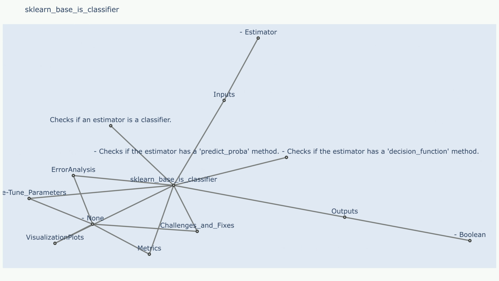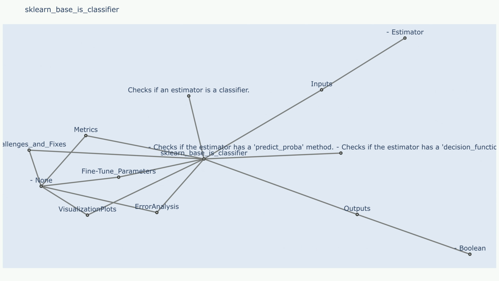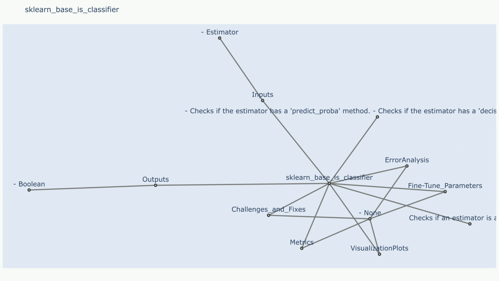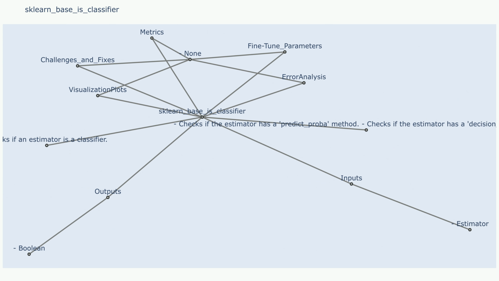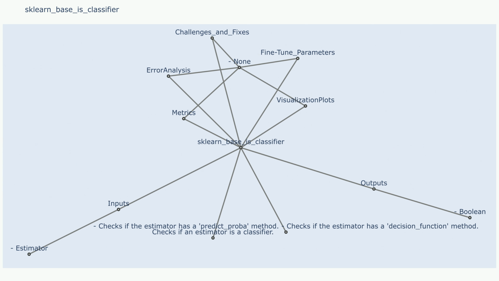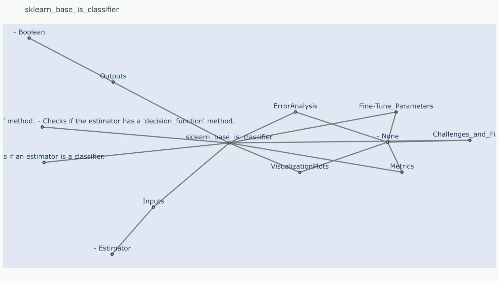Steps: The method checks if the estimator has a classes_ attribute. If the classes_ attribute exists, the method returns true, signifying that the estimator is a classifier. If the classes_ attribute does not exist, the method returns false, indicating that the estimator is not a classifier. Metrics, not directly applicable. Visualization plots, not directly applicable. Fine-tune parameters, not applicable. Uncertainty methods, not applicable.